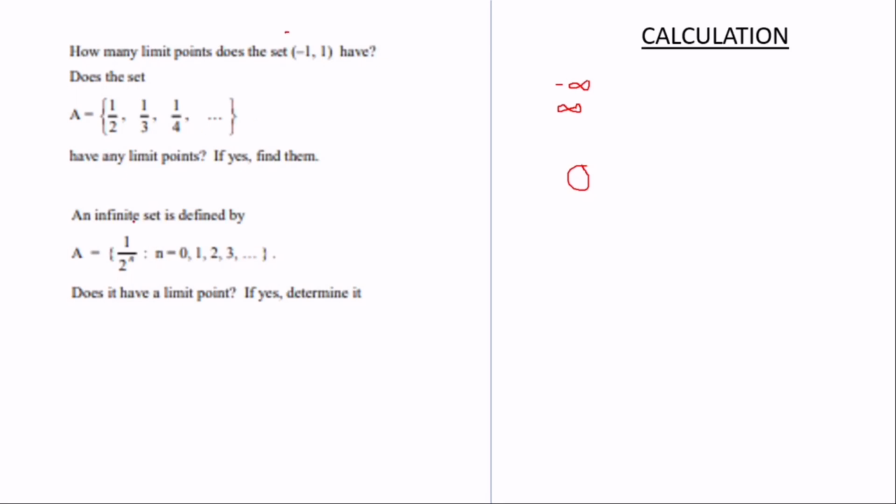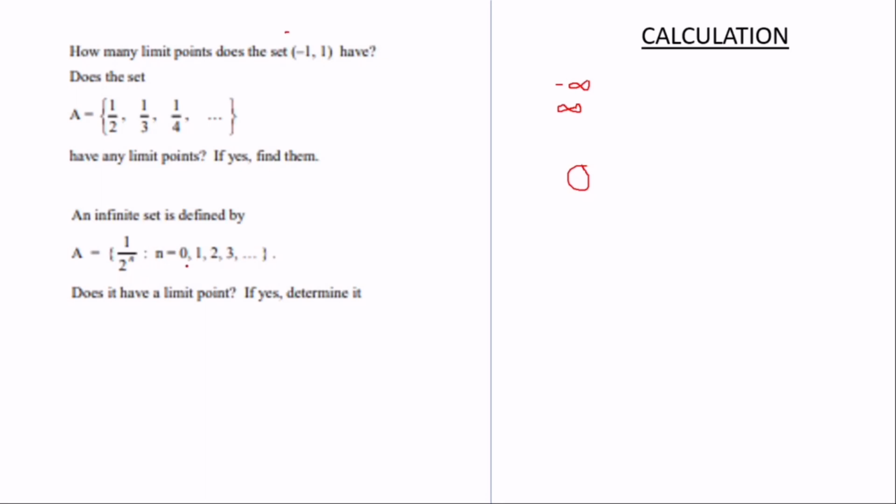Let's find this. An infinite set is defined by A, 1/2^n. Now, does it have a limit point? If yes, determine it. This also has a limit point, because when you put whole numbers inside, take maybe 10,000, it's approaching 0. So the limit point is 0. Because when you put a huge number in n, they've given you n from 0 to infinity.